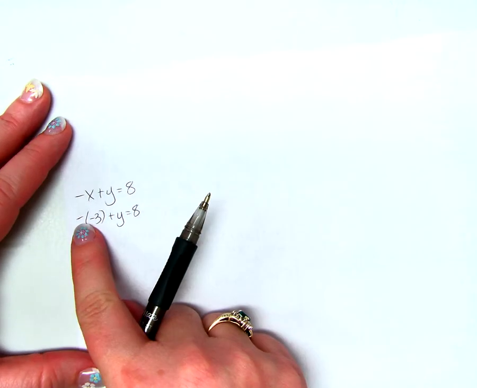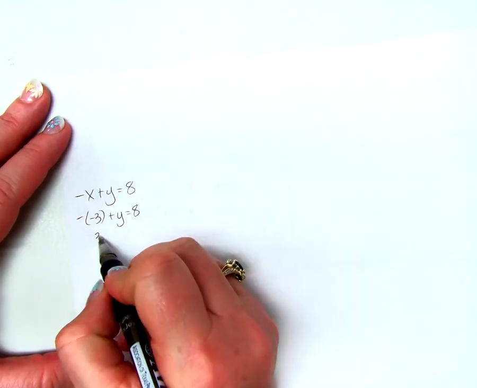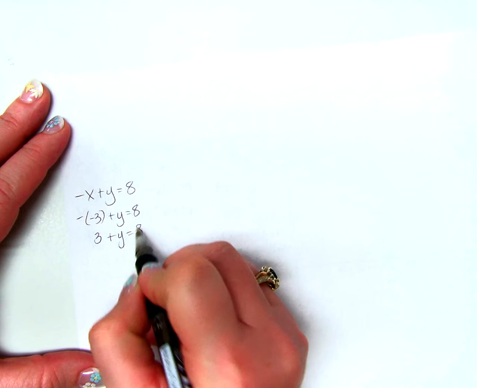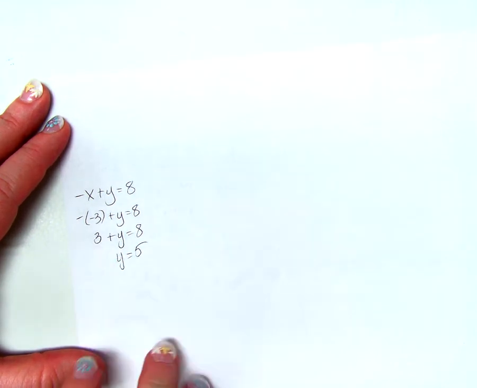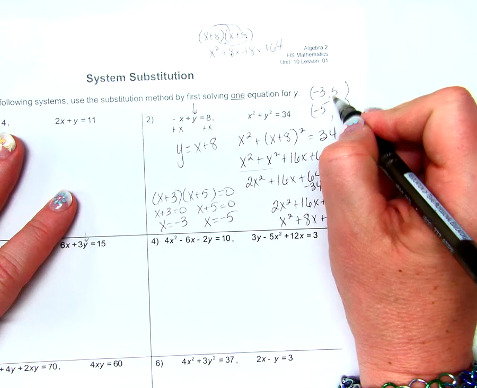Well, what is negative 3? Well, that's a 3. So 3 plus y equals 8, so y equals 5. So when x equals negative 3, y equals 5.